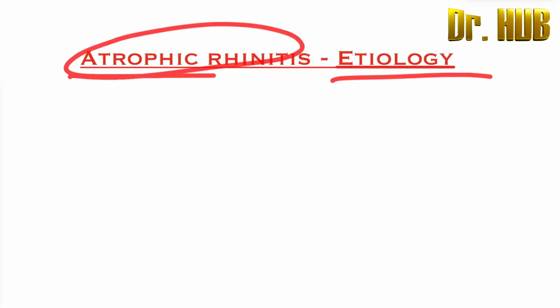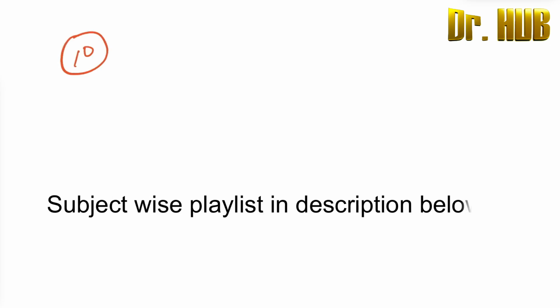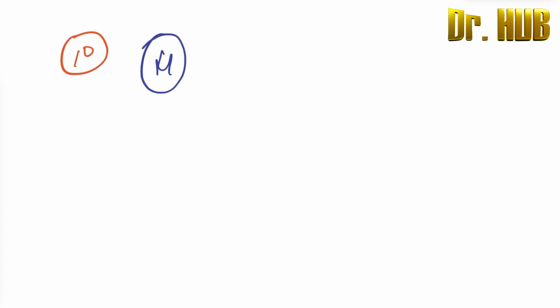Atrophic rhinitis, and we're looking at the etiology. So atrophic rhinitis is divided into primary and secondary. So let's look at primary first. Primary atrophic rhinitis may be due to hereditary reasons, that is, involving more than one family member.